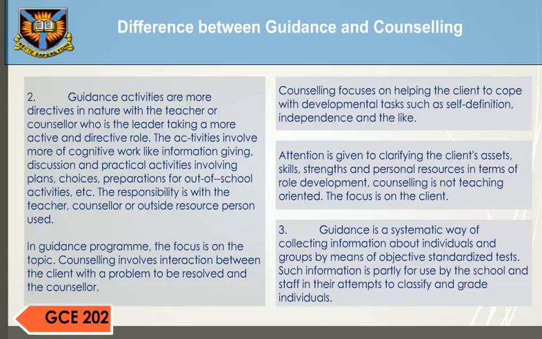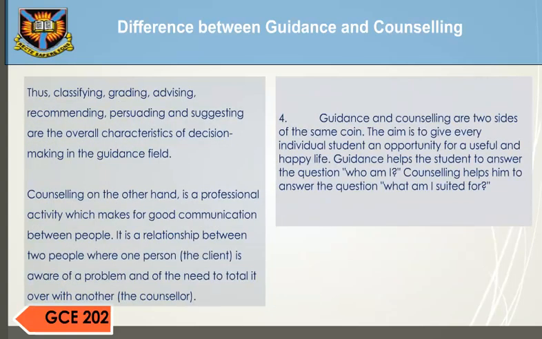Three, guidance is a systematic way of collecting information about individuals and groups by means of objective standardized tests. Such information is partly for use by the school and staff in their attempts to classify and grade individuals. Thus, classifying, grading, advising, recommending, persuading, and suggesting are the overall characteristics of decision making in the guidance field.